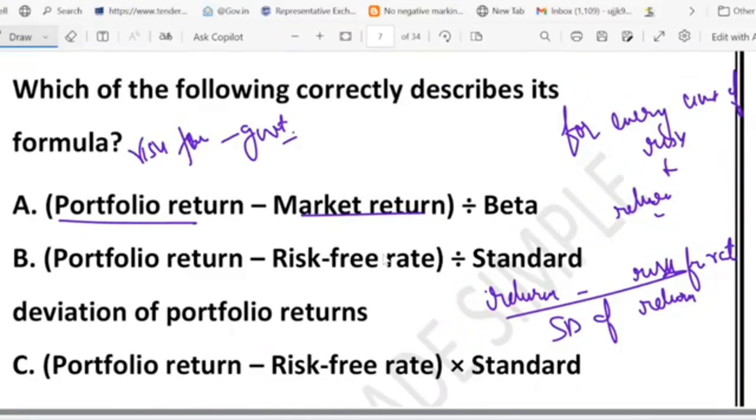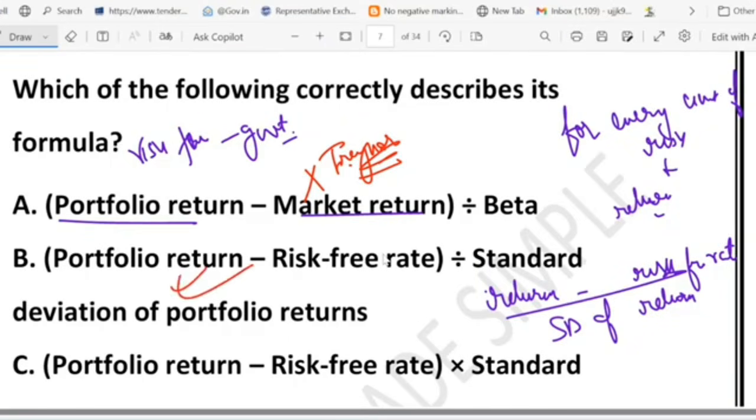First of all, let's look at option number A. It says portfolio return minus market rate divided by beta. It is the wrong formula because this is actually for the Treynor ratio, not the Sharpe ratio. Treynor uses beta, which only considers market risk, but Sharpe uses total risk. What about option B? Option B says portfolio return minus risk-free rate divided by standard deviation of the portfolio return.